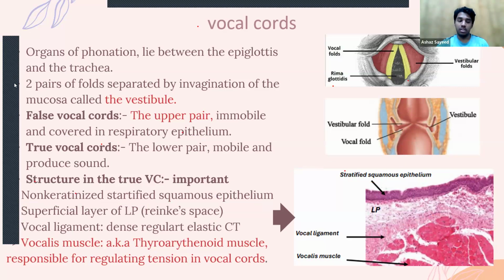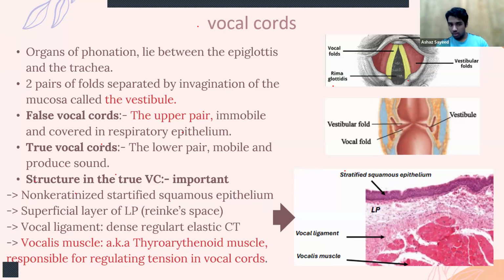So the most important things I would like you guys to remember from this slide are the epithelium of the false and the true vocal cords and the vocalis muscle. Again, the epithelium of the false vocal cord is respiratory epithelium, the true vocal cords have non-keratinized stratified squamous epithelium, and you have your vocalis muscle, also known as the thyroarytenoid muscle, which is responsible for regulating tension and producing sounds of different frequencies.